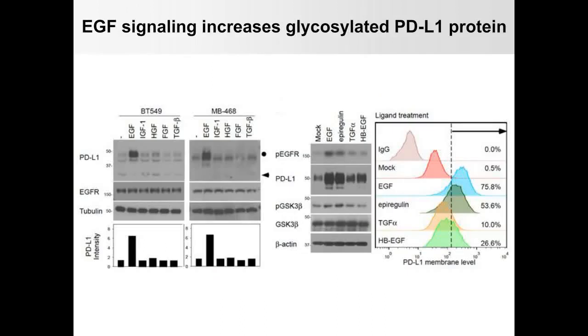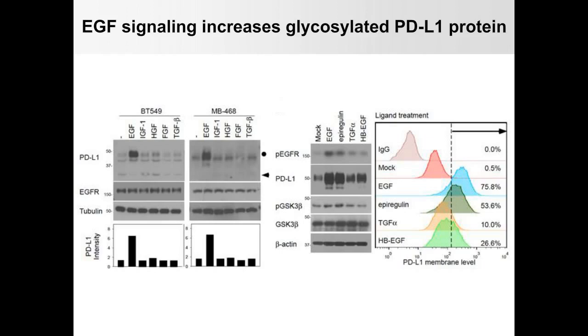Next, we would like to know what the upstream signaling is that regulates this glycosylation event. So what we did is we took two triple-negative breast cancer cells, BT549 and 468 cells, and treated them with different stimulators such as EGF, IGF, HGF, FGF, and TGF-beta. We found consistently that EGF can induce PD-L1 glycosylation in both triple-negative breast cancer cell lines.